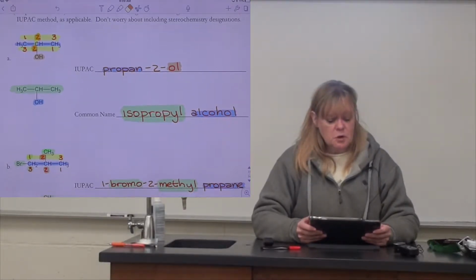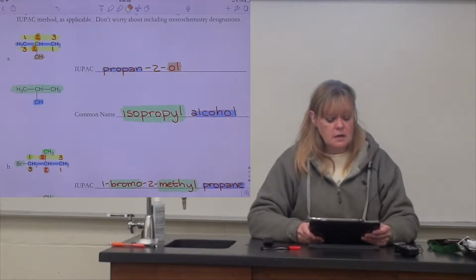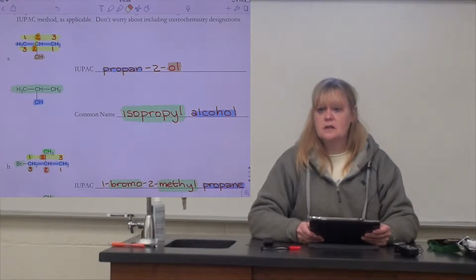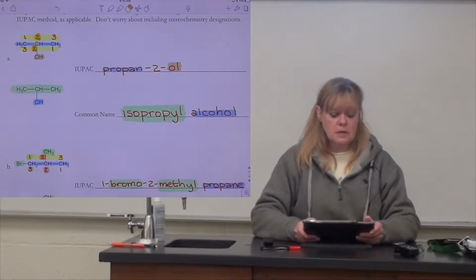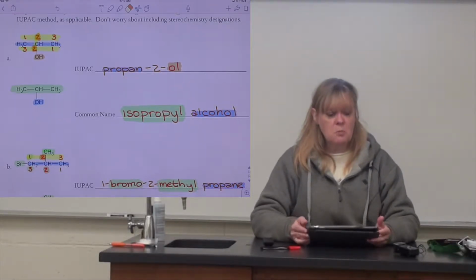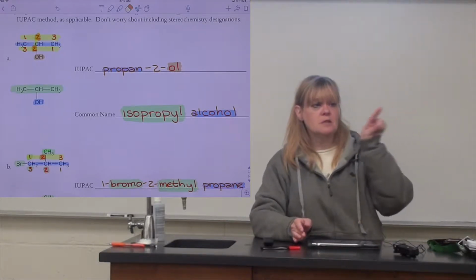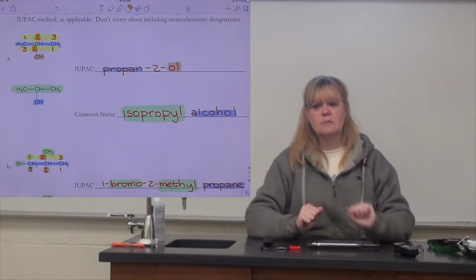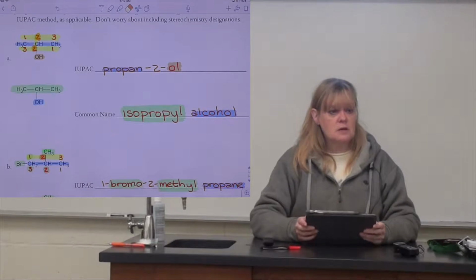So the first one is propan-2-ol, and then the common name is isopropyl alcohol. Any questions? Remember that with a common name, it's only propyl if you have the 3 carbons in a row and it's attached to the end carbon. So since it's on the middle, that's an iso.